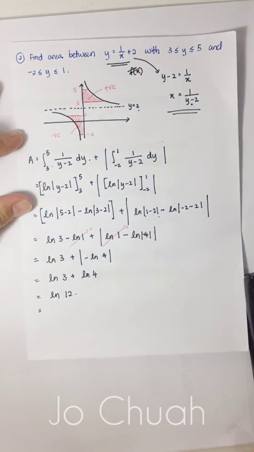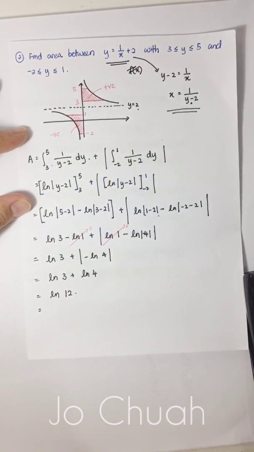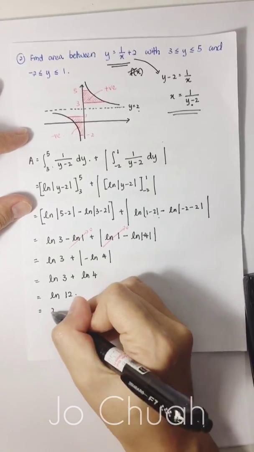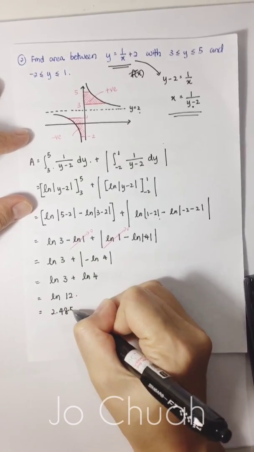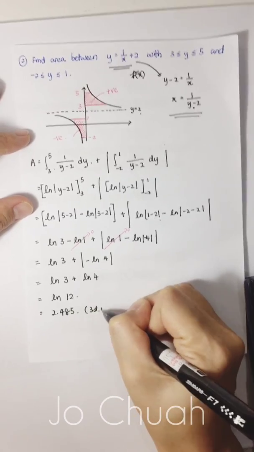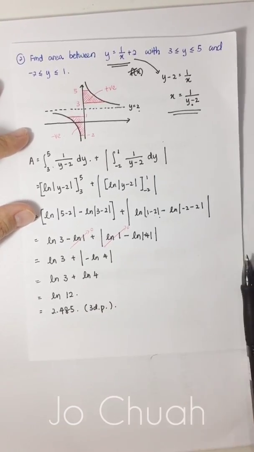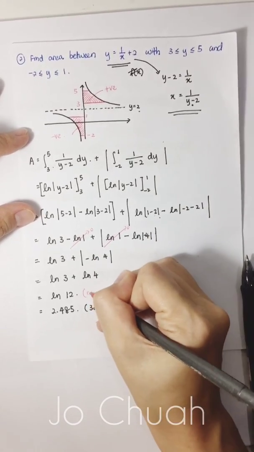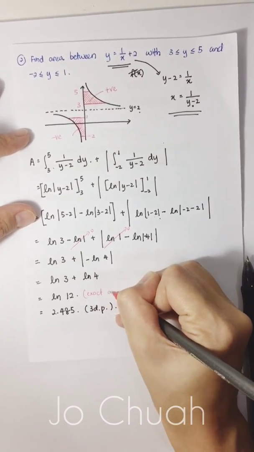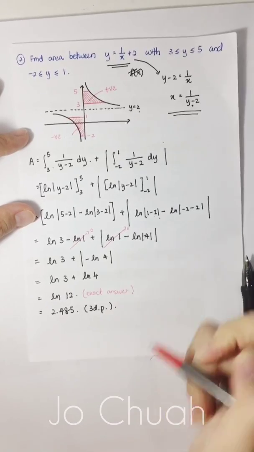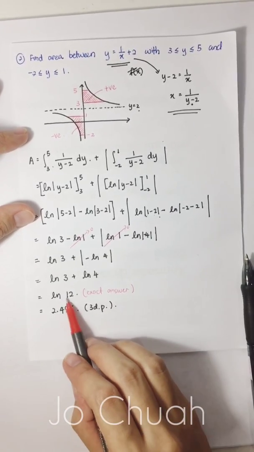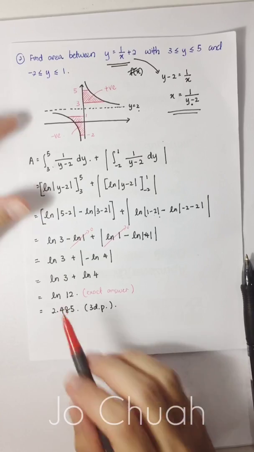So the calculator will give ln 12 as 2.485 to 3 decimal places. Alright. If the question asks for the exact answer, you're going to stop here. Alright. This is not the exact answer, but this is the exact answer.